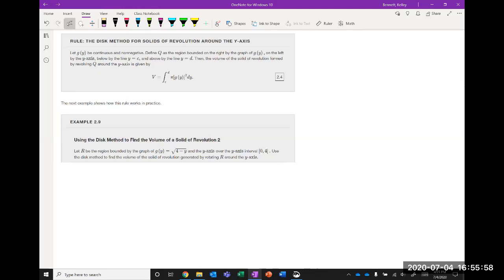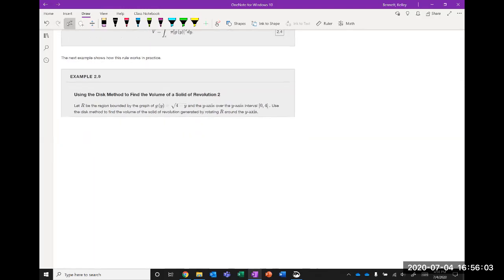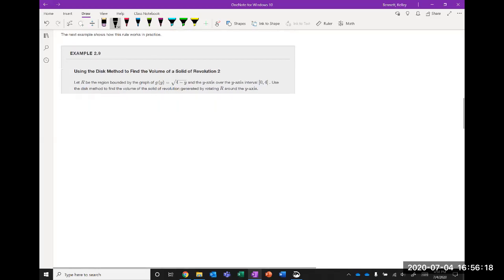So let's do a little example. We've got g of y equals the square root of 4 minus y squared. We're going to go around the y-axis, and we're going to be bounded also on the left by the y-axis, and we know that we're going from y equals 0 to y equals 4. Okay, super. So the first thing I'm going to do is just draw what the region is, and then try to draw the revolution as well.